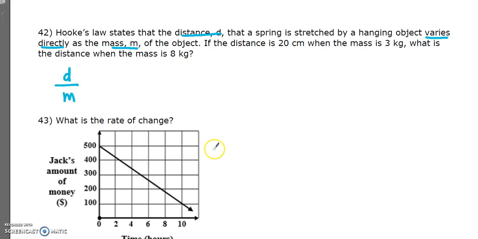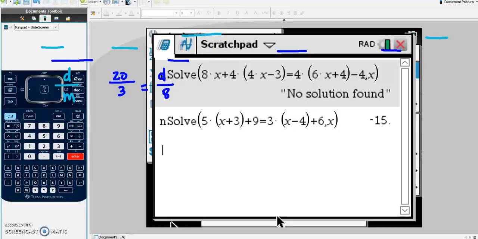So I'm going to put the distance compared to the mass. Can we just set up a proportion for this? Because it starts out then, the distance is 20 centimeters when the mass is 3 kilograms. So then it asks, what is the distance? So I don't know what that's going to be when the mass is 8 kilograms. So I can solve this proportion. Again, I can do a couple of things. I think it's just easier. We have a calculator. I'm going to put it into nsolve.